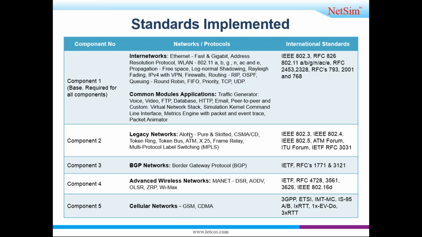Then component 2 is legacy network, that is having Aloha, CSMA/CD, token ring, token bus. Then in component 3 it is BGP. Component 4 is advanced wireless network, that is MANET and WiMAX. And the MANET is having DSR, AODV, OLSR and ZRP protocol. And component 5 is having cellular network, that is GSM and CDMA.